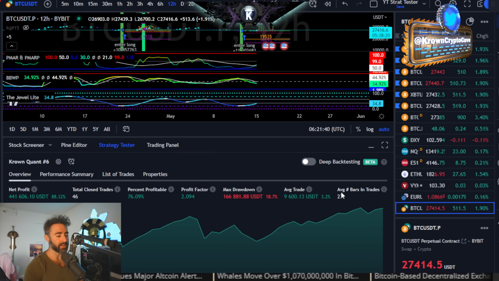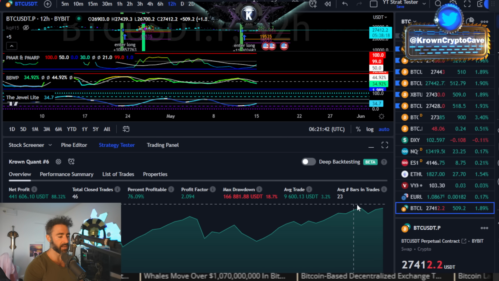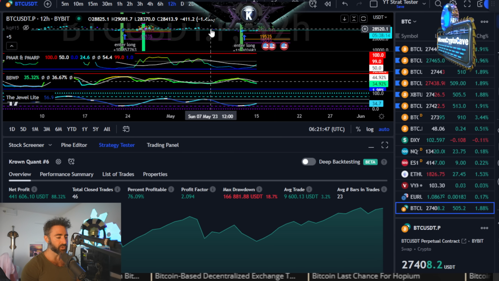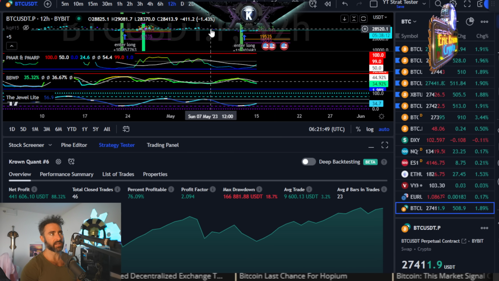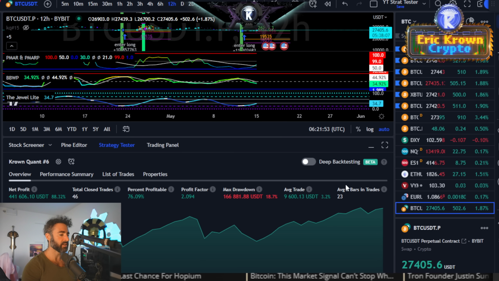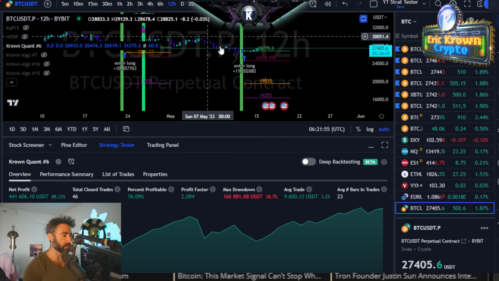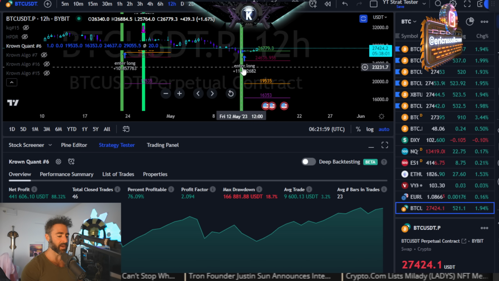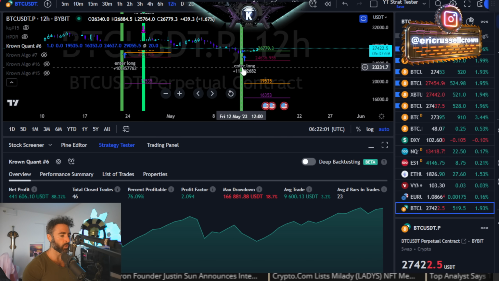Anyways, in this particular case, average bars in trade was 23. So again, that gives us a range of dates now. Yesterday we were looking at about 10 days, and this would give us about 11 days. So this setup officially fired off when? Friday, which was the 12th. So we're looking somewhere around the end of this week or early next week.